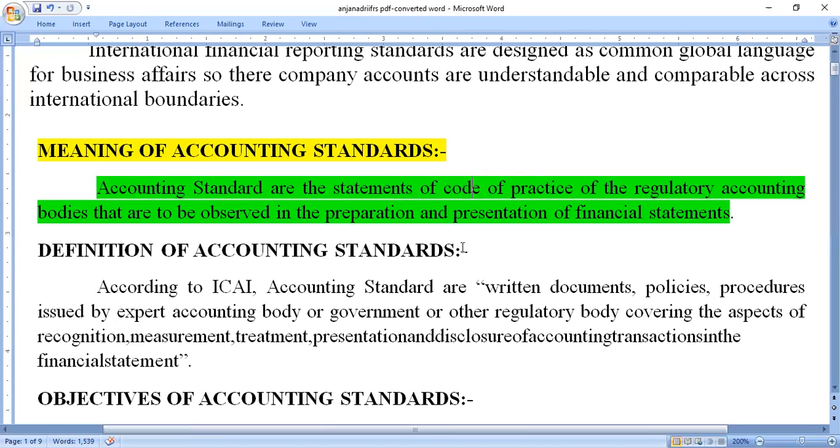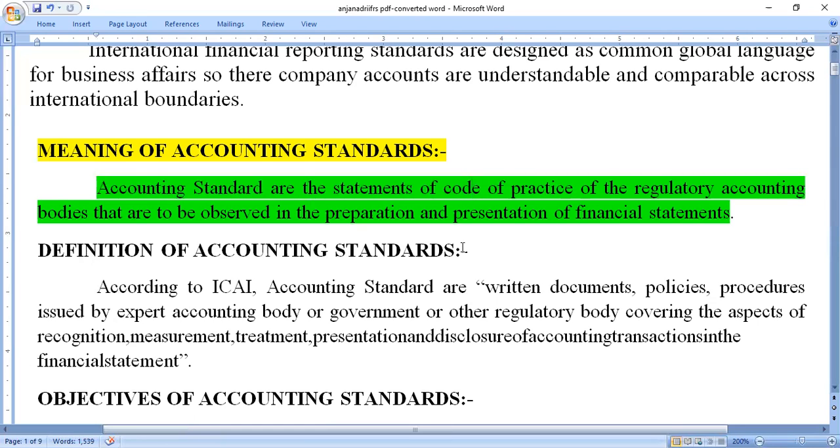They are preparing to follow in each and every activity: how to record, how to treat, how to prepare the balance sheet of each and every company. It is a set of guidelines given for the preparation of assets, for the preparation of liabilities, for the valuation of the assets, for the valuation of the liabilities. Each and every item of the balance sheet, each and every item of the profit and loss account is prepared with the guidelines or with the help of accounting standards. This is what we call the meaning of accounting standards.